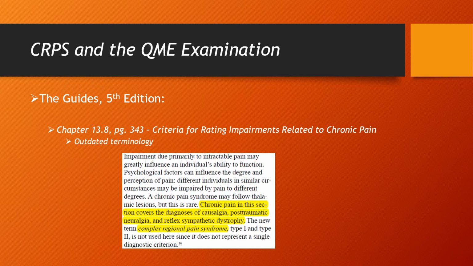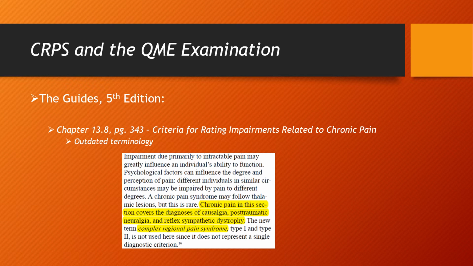The terminology here is hard for us to understand because, as we discussed before, we use the terms RSD or reflex sympathetic dystrophy and causalgia to mean CRPS type 1 and 2 in the past, or that's what they have moved forward to. But if you see the guides, and we'll read this here, "The impairment due primarily to intractable pain may be greatly influencing an individual's ability to function." Okay, moving forward. In the middle of the paragraph, "A chronic pain syndrome may follow thalamic lesions, but this case is rare." Okay. Here we are.